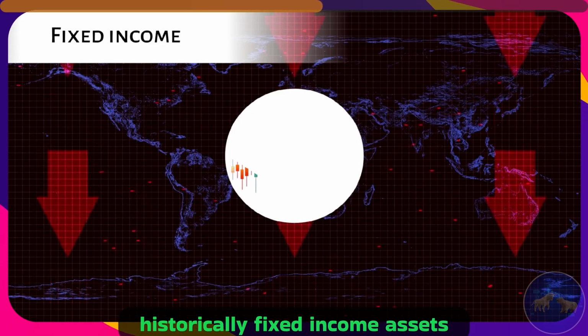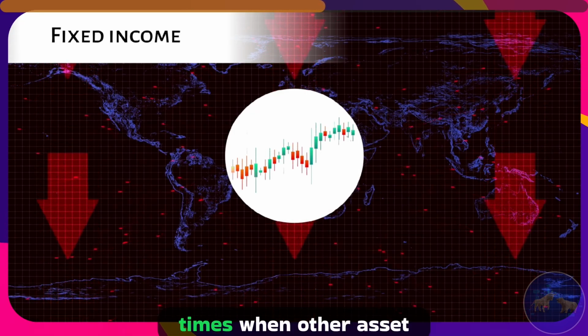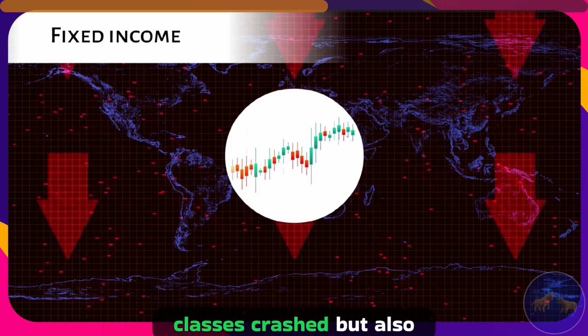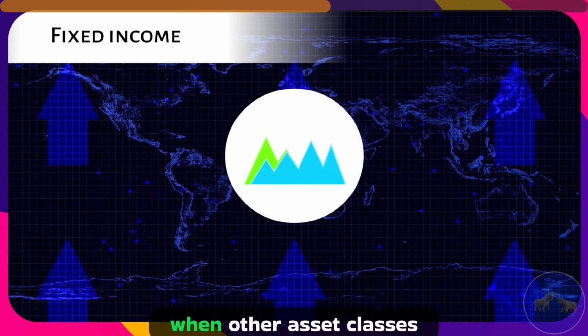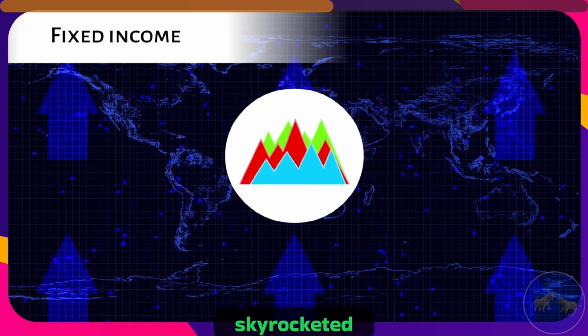Historically, fixed income assets have performed steadily during times when other asset classes crashed, but also remained steady during times when other asset classes skyrocketed.